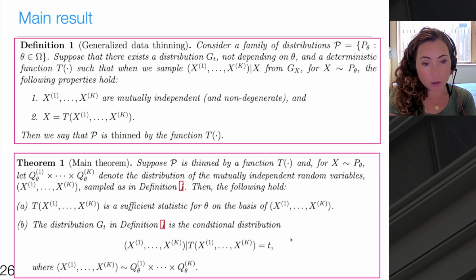And then the second part of theorem 1 is also pretty straightforward at this point. It says that the distribution G sub T in definition 1 is the conditional distribution of X1 through Xk conditional on that sufficient statistic, where X1 through Xk are distributed Q theta 1 through Q theta K, respectively. So there's really almost nothing new in theorem 1. Theorem 1 is just telling us that if we're able to data thin, then that means that T was a sufficient statistic, and furthermore, that G sub T must have been the conditional distribution.